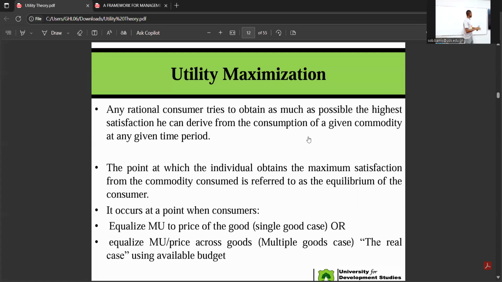So when the price of the product increases, let's say from 2 cedis to 4 cedis, utility is now 2 cedis and price is now 4 cedis. So 2 against 4. As he buys and consumes less and less of X, his marginal utility will begin to rise from 2 to 3, then to 4. Then equilibrium will be restored.